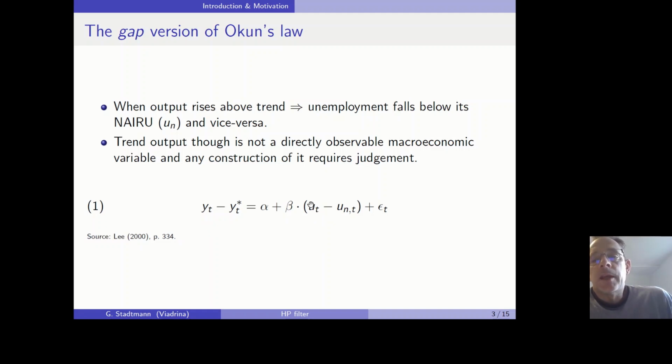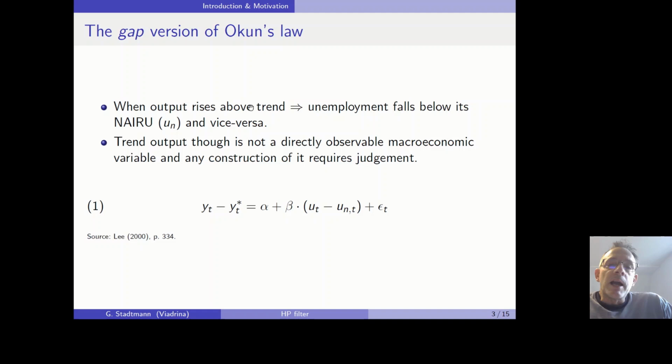Okay, in case that the term in brackets is positive, in case that the realized unemployment rate is larger than the natural rate, then the economy is in a recession. In this time period, it should be the case that the realized GDP level is smaller than the trend level, and hence beta should have a negative sign. This is what we know already, that the Okun coefficient beta should be negative, and this is also the case in the gap version of Okun's law.